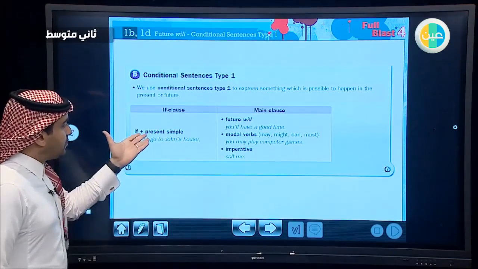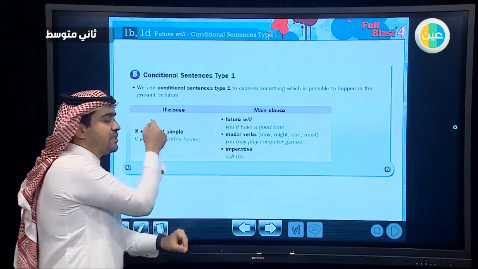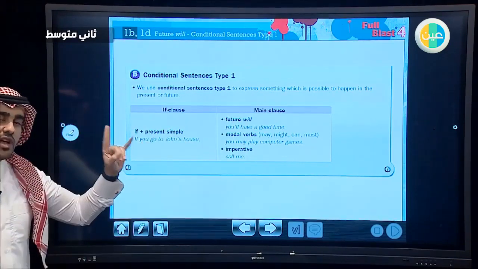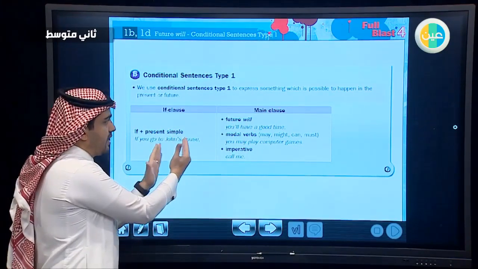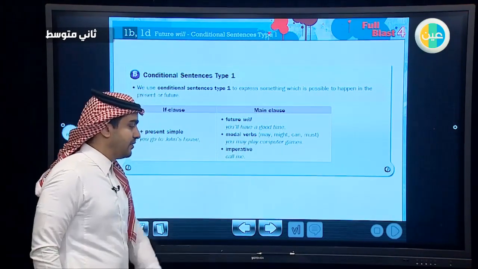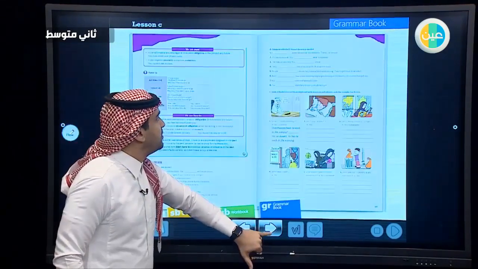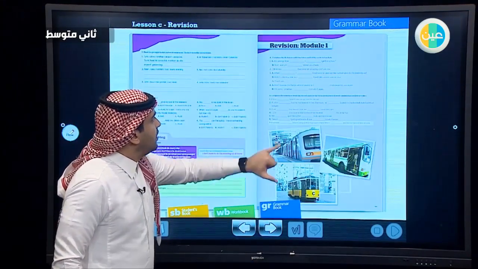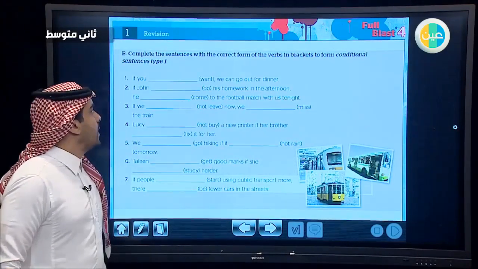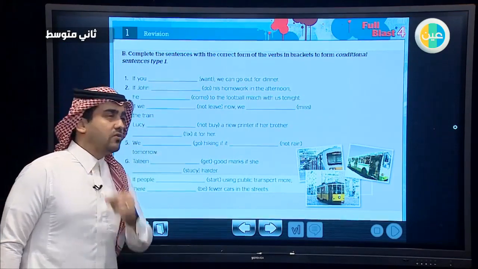So we have an if clause, we have a main clause, and we can also flip those and get rid of the comma. Okay, so this is the conditional sentences type 1. Present simple and one of those three: future will, modal verb, or imperative. Now let's go to the exercise in the revision part. Here it is, number 2, or exercise B. We will do some of them, we will not do the whole thing, but you need to do this on your own.